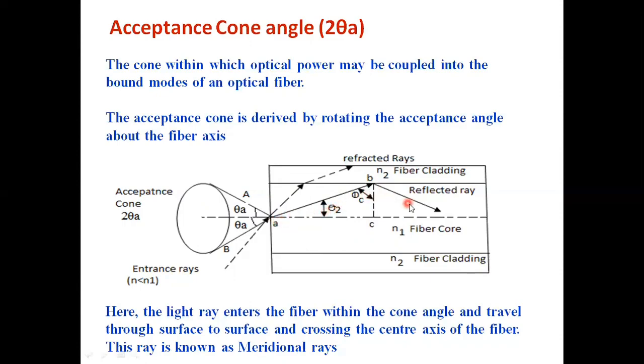A ray traveling through the fiber from surface to surface and crossing the center axis is known as a meridional ray. An axial ray is a ray which travels only along the axis of the core, not from surface to surface, but only along the center axis of the core medium. Whereas skew rays travel along the fiber from surface to surface without crossing the center axis. Of course, we will study the details of skew rays in the next video.